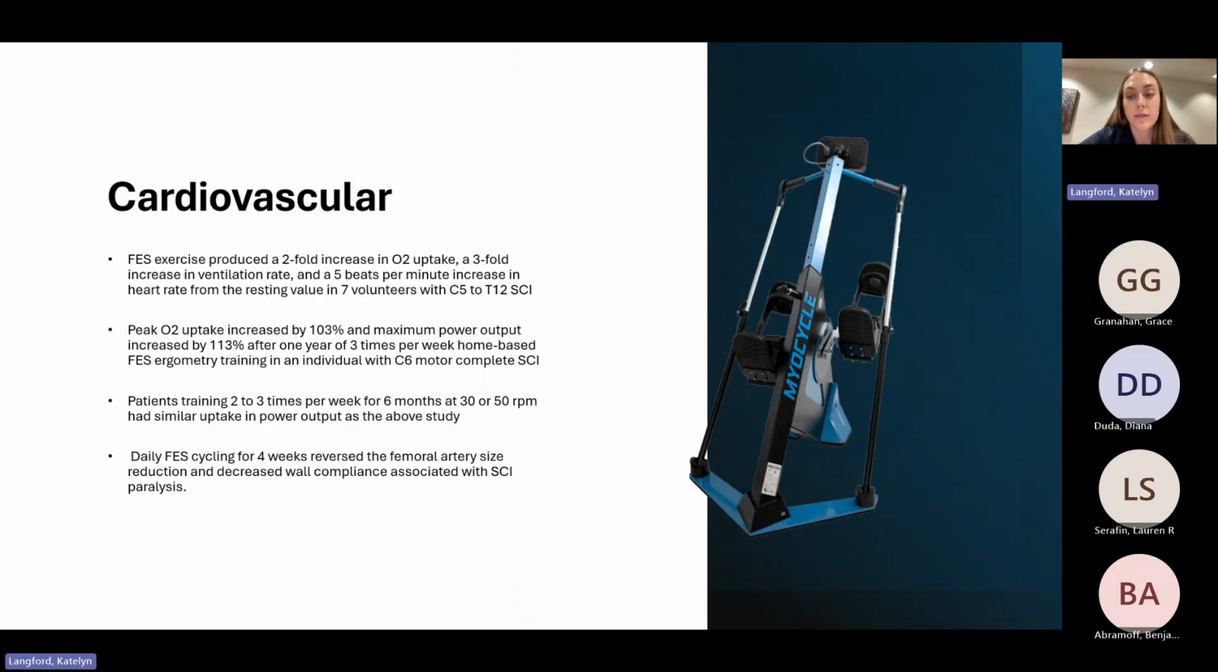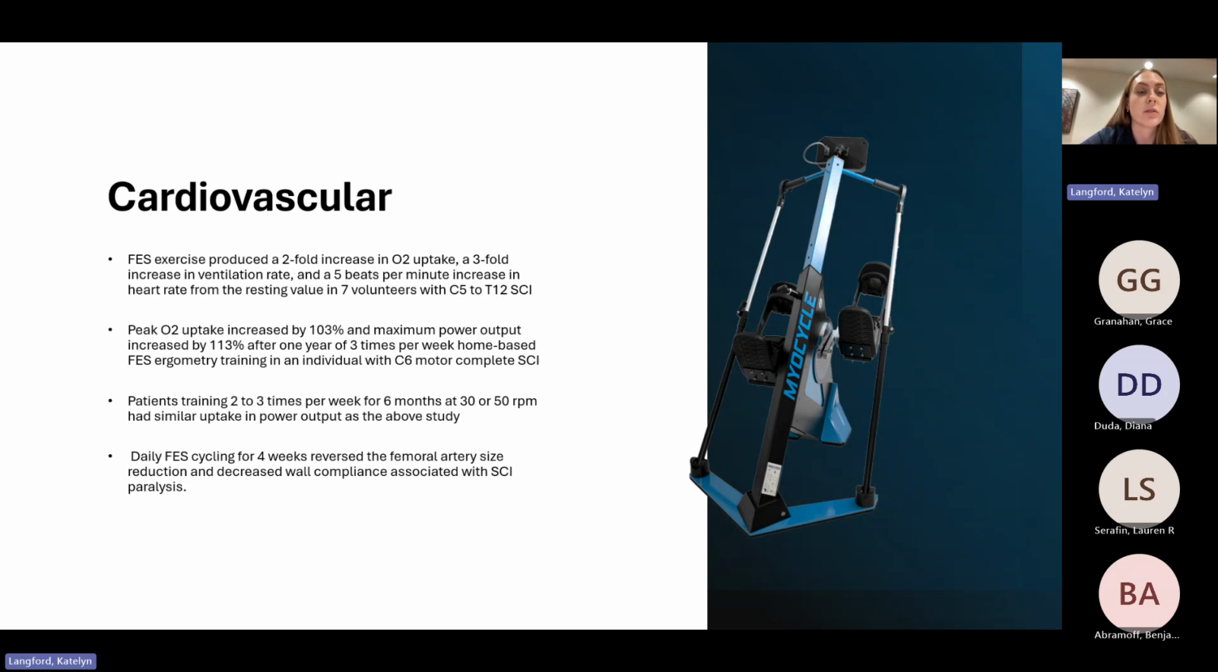Then in terms of cardiovascular exercise, there's multiple of these bikes. This is a MyoCycle home bike. This is a $15,000 bike. For the home setting, they have clinical bikes as well. Basically, this is just allowing you to get your heart rate up, things like that, which is going to improve cardiovascular health. They've done a lot of studies on this. It's increasing your O2 uptake.